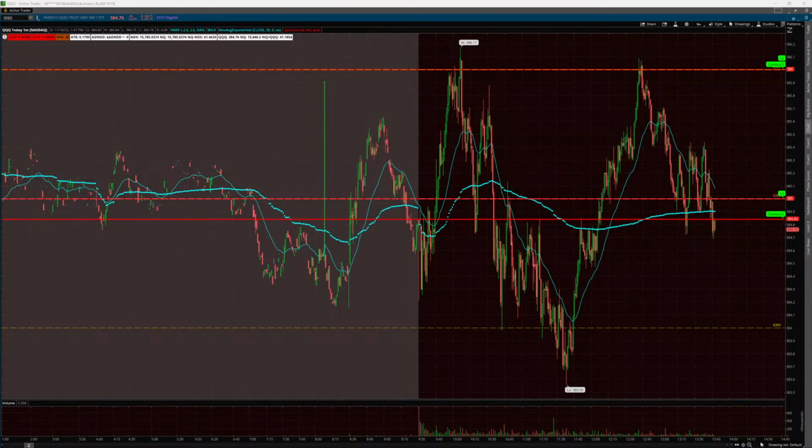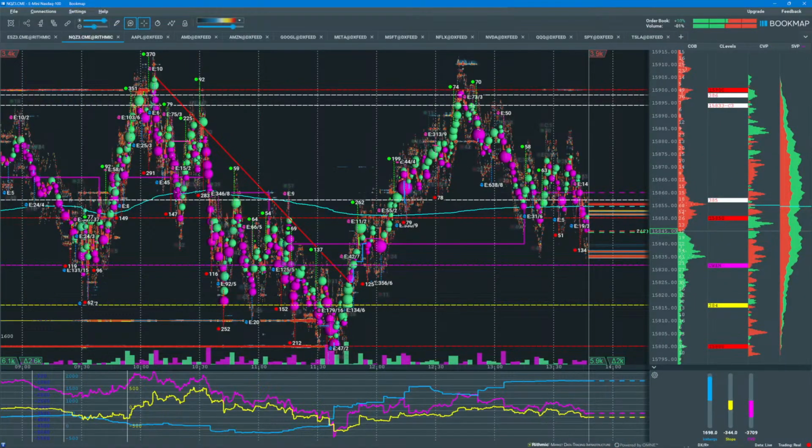And also the 385 level is the absolute gamma strike. Again, the strike with the largest absolute positive and negative gamma. All right, let's take a look at NDX. Then we'll get back to Bookmap. And I'm just isolating the levels in play for the underlying assets.